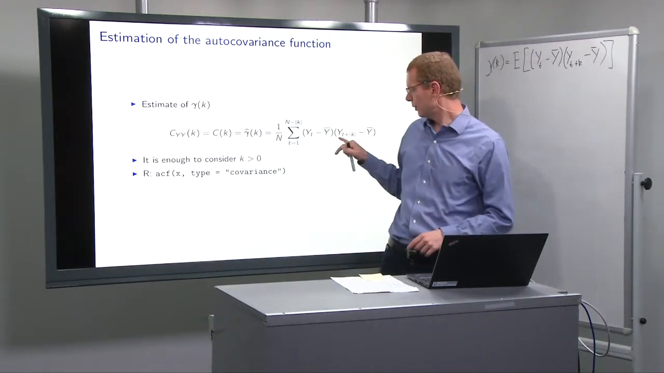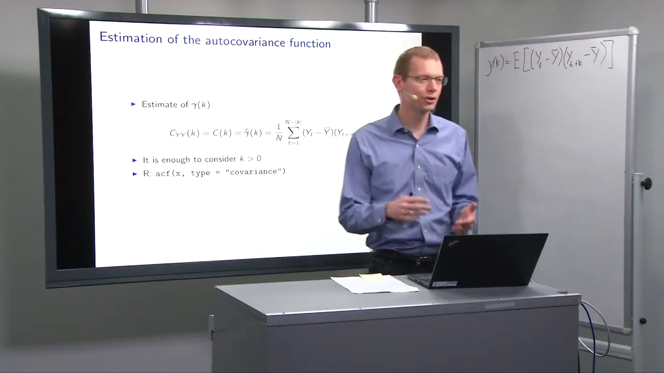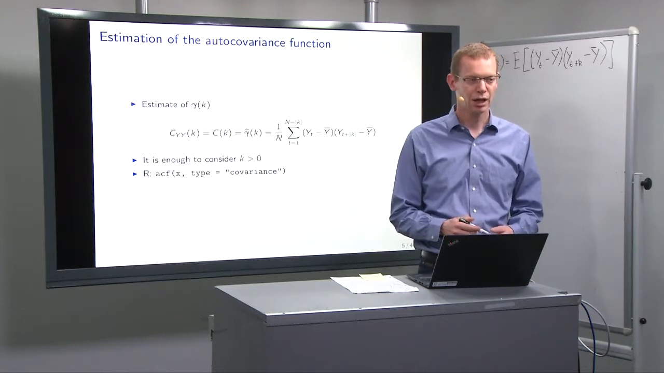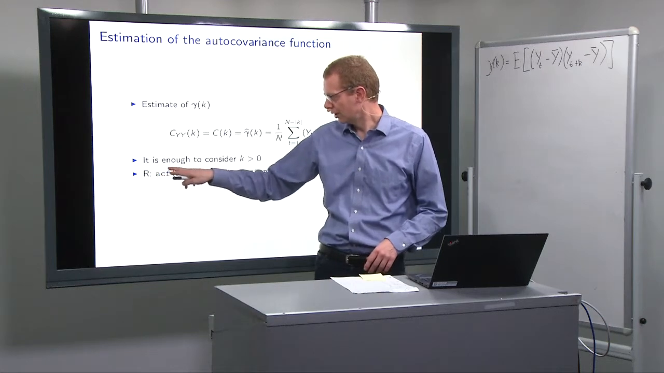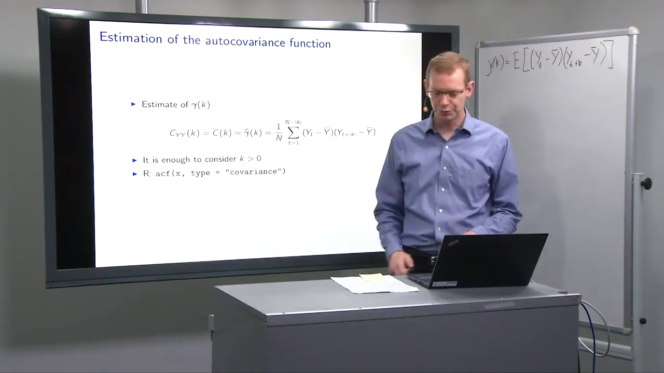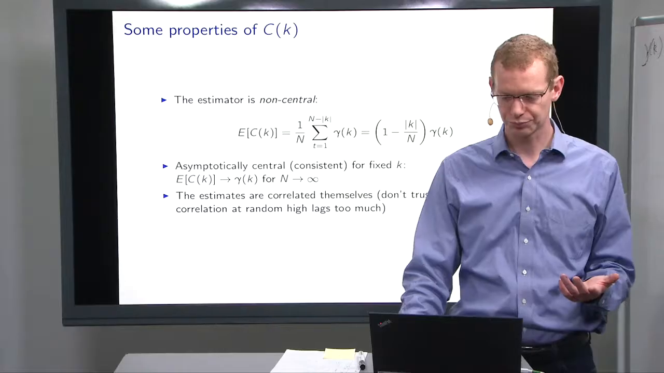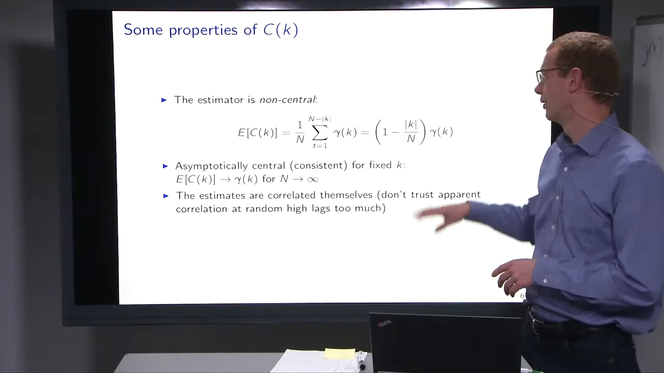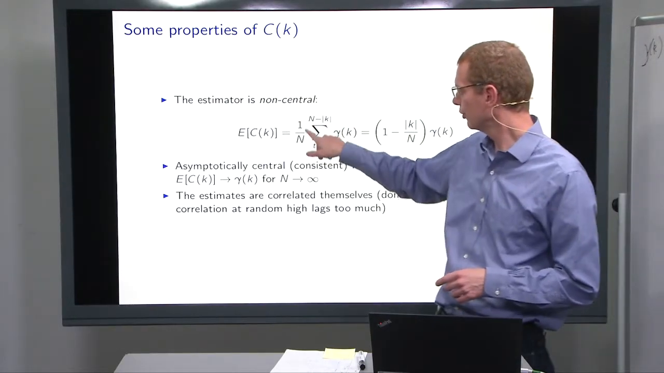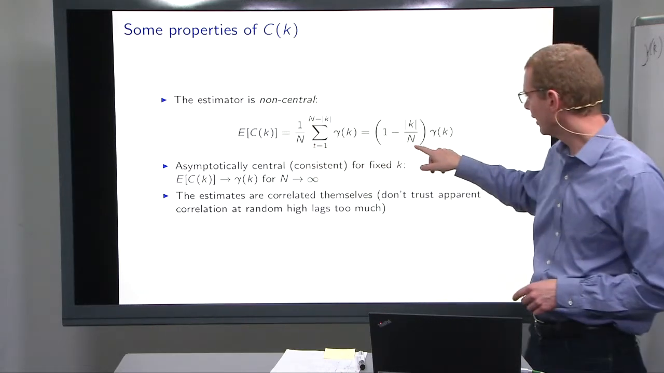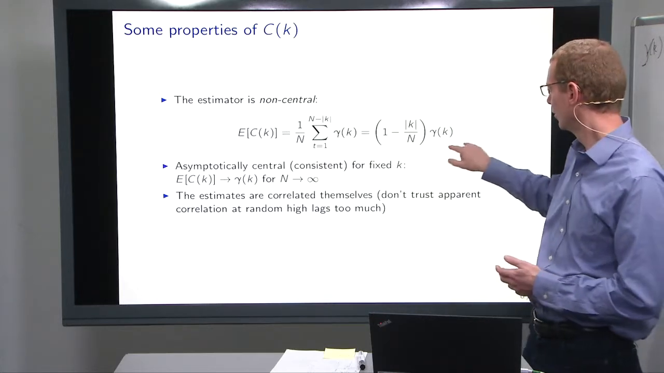As mentioned, going forward or backwards in time is the same, so it's enough to consider positive values of k. To get the autocovariance in R, you can use the autocorrelation function and just say that the type should be covariance. That's fairly simple and straightforward. Now, this estimator is non-central because, as mentioned before, we're using 1 over n, and that gives us a multiplier on the theoretical expectation for the covariance function.